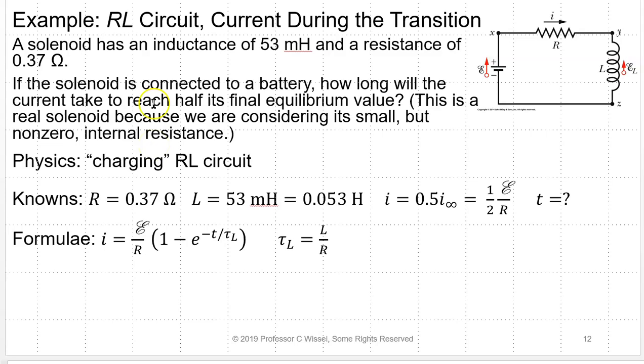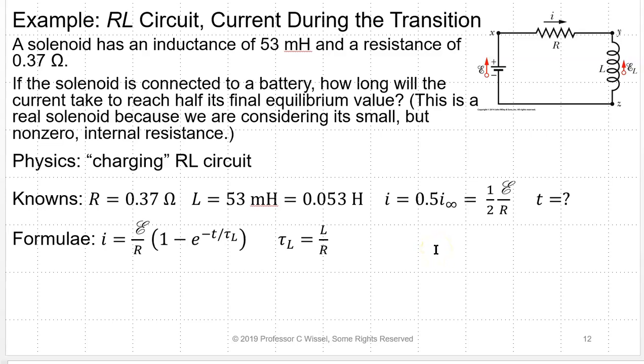Okay, so here's an example. Here's an RL circuit, current during transition. A solenoid has an inductance of 53 millihenries and its own internal resistance of 0.37 ohms. Now, we can treat the solenoid just like any RL circuit. Even though we're talking about the internal resistance, it doesn't make any difference. If the solenoid is connected to a battery, how long will it take the current to reach half of its equilibrium value? Now, this is a real solenoid, but we're considering it small with a non-zero internal resistance. We're going to treat it like an RL circuit.